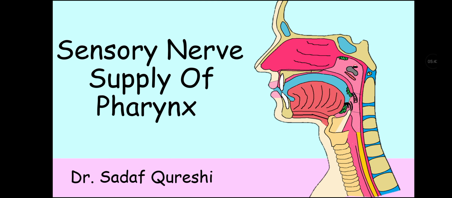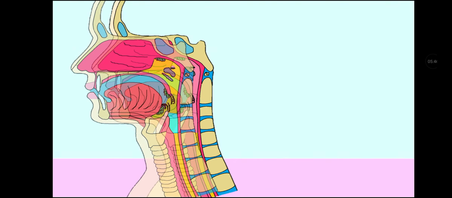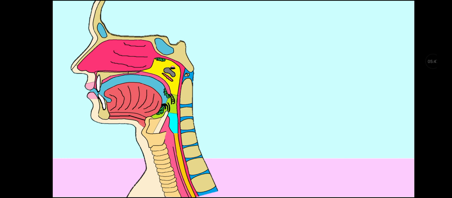Sensory nerve supply of the pharynx. The sensory nerve supply of the pharynx is based on what anatomical part of the pharynx we are giving the nerve supply for.